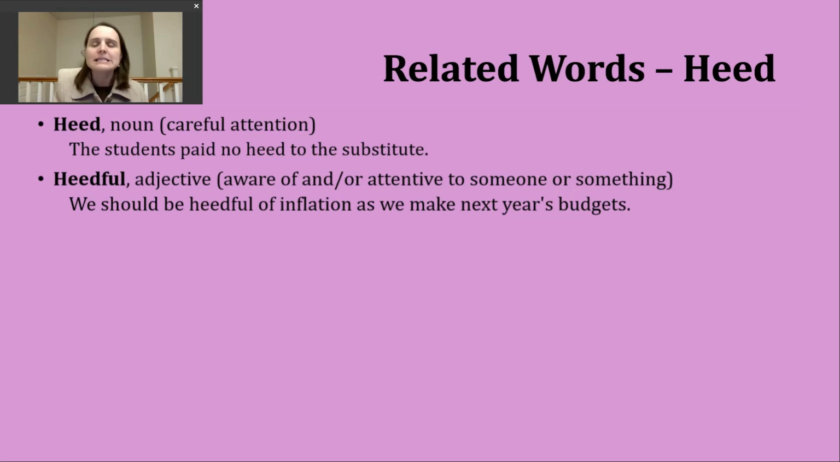You might hear sentences similar to this as various companies and organizations make financial plans for 2023. So what they're encouraging here is let's be aware, let's think about how inflation is going to impact our income and our expenses.